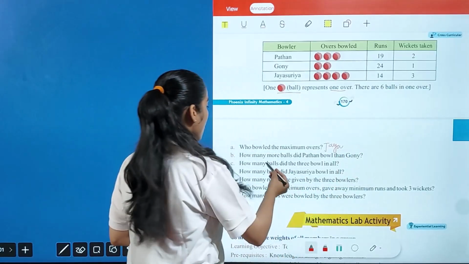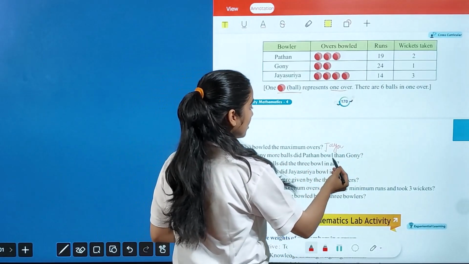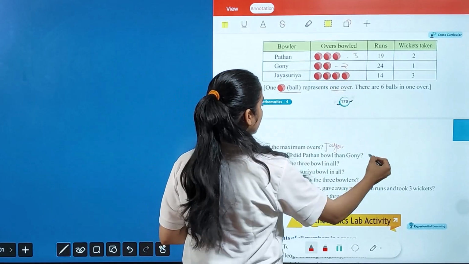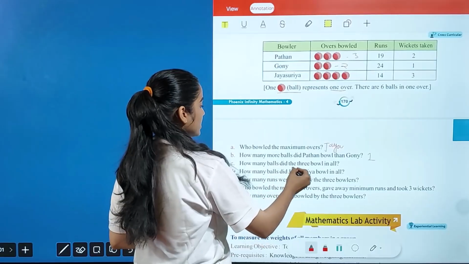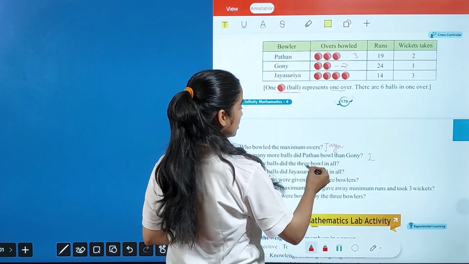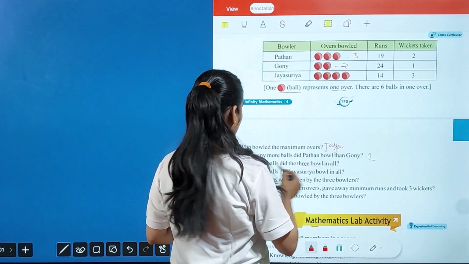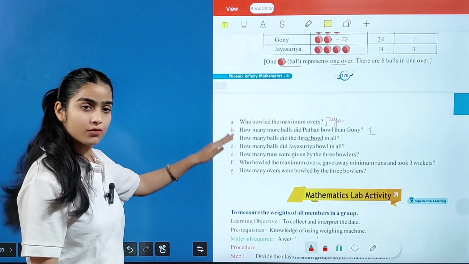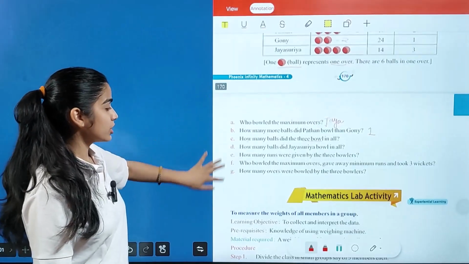Okay, how many more balls did Pathan bowl than Ghani? So here we have 2, here we have 3, so only 1. Who bowled 3 balls in all? So 3 balls in all is Pathan. So students, in a similar way, you can answer the following questions you have in this question number 4.